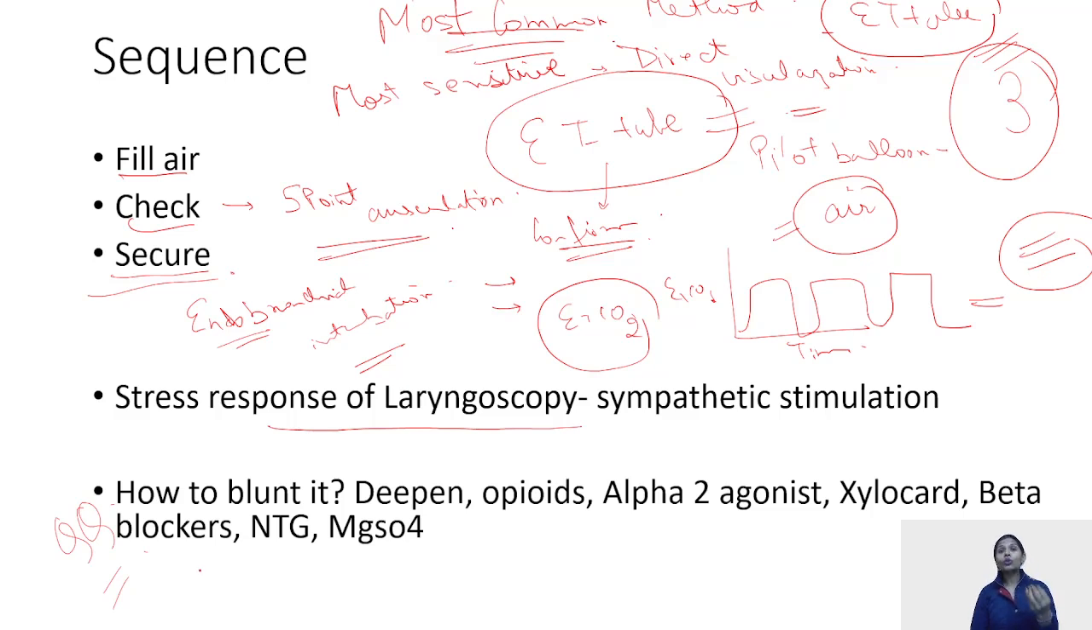In order to decrease the stress response, always remember the appropriate time of performance of the laryngoscopy along with intubation is 11 to 15 seconds. 15 seconds is the maximum in which you have to insert the endotracheal tube. This is the apt time of performance of laryngoscopy along with intubation in order to decrease the stress response. Done.